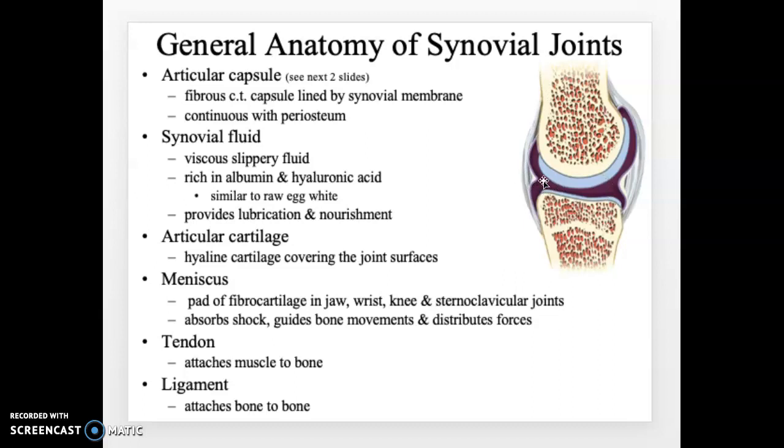The fluid in here is called synovial fluid. It's kind of like an egg white, and it's really slippery, and it lubricates and nourishes the joint. Articular cartilage, you guys are familiar with. In some joints, we have meniscus, which are little pads of fibrocartilage. You've probably heard of someone tearing their meniscus in their knee, very common, but meniscus are just supposed to absorb the shock. Tendons attach muscle to bone, and ligaments attach bone to bone. These two are often mixed.